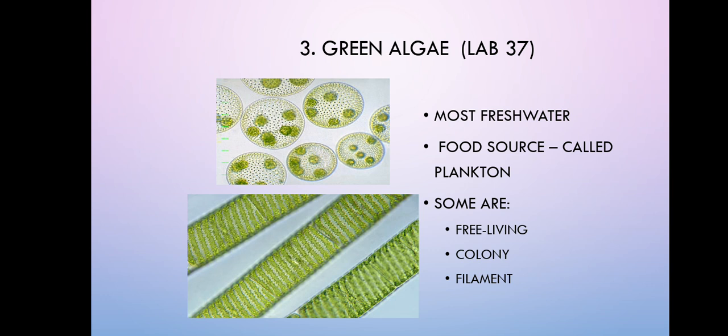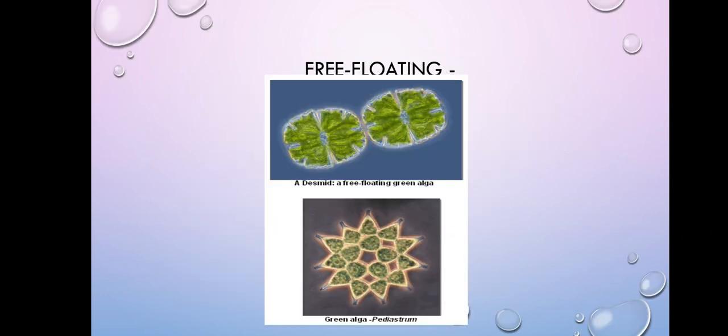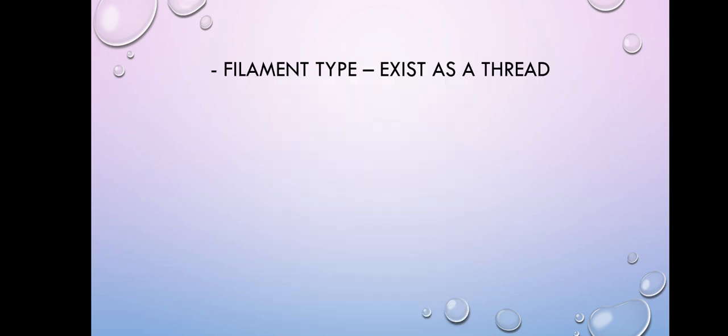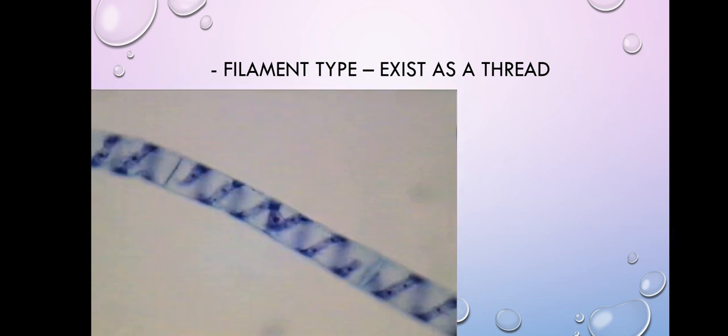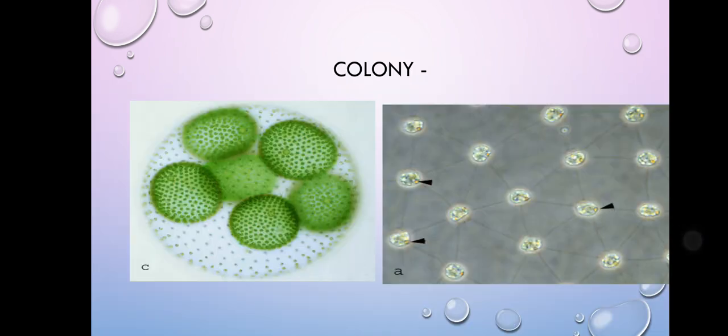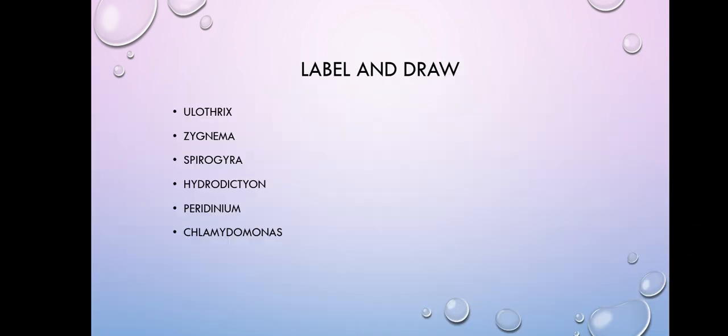Green algae are the most common freshwater food source, also known as plankton, and some are free living, colony, or filament. Free-floating green algae and green algae pediastrum. The filament type exists as a thread. Colony. Label and draw.